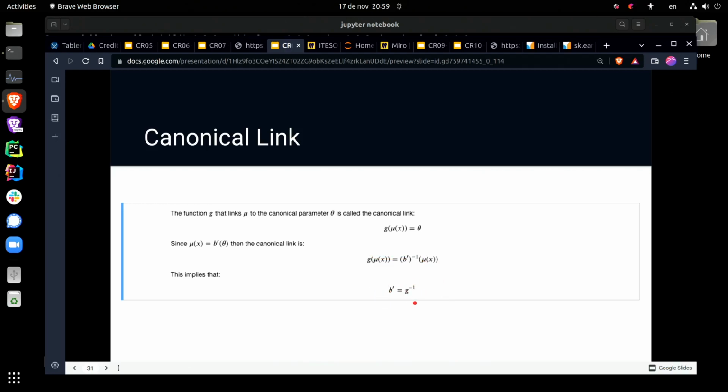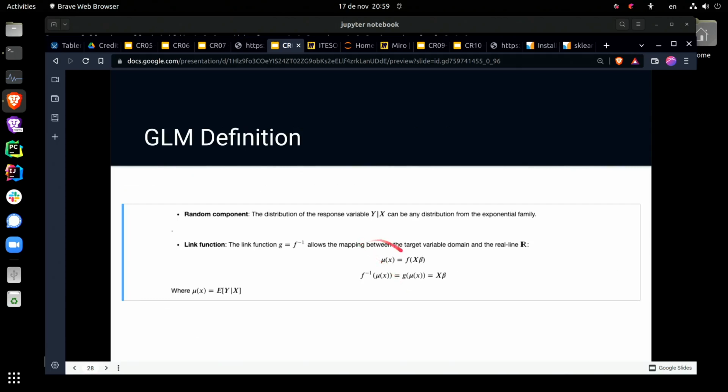Any questions on this part? Okay, so that's the usage for the canonical link. We actually now have a way to propose this value. So why are we interested in the inverse of g? Because f is the inverse of g, right? Therefore, we can take the linear combination of the independent variables, apply the inverse of g, and get mu of x, which is the expected value. That's why we're interested in the inverse of g.